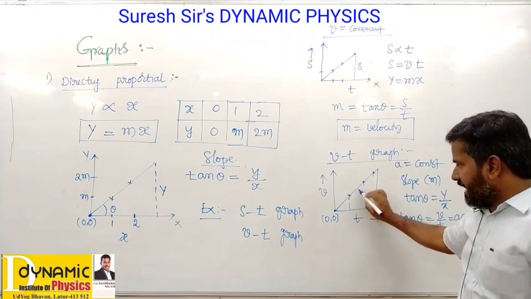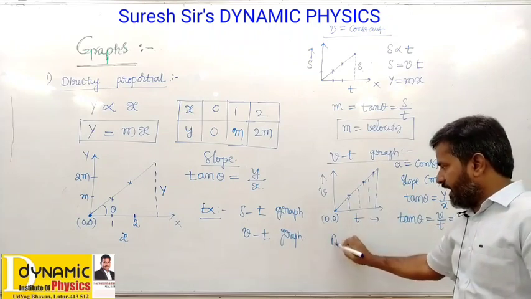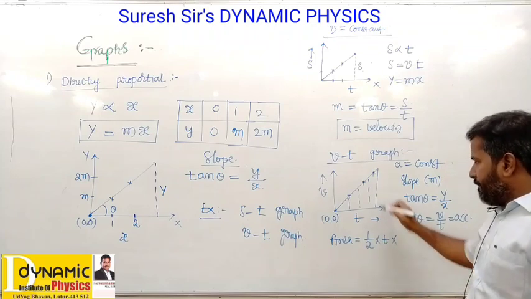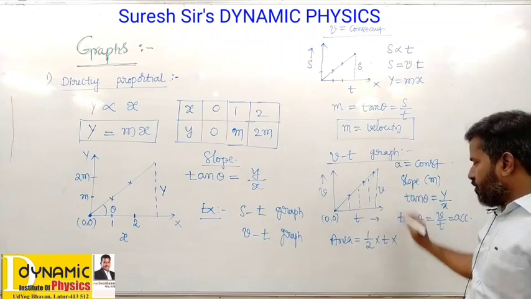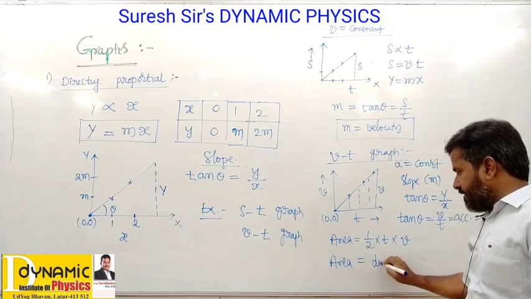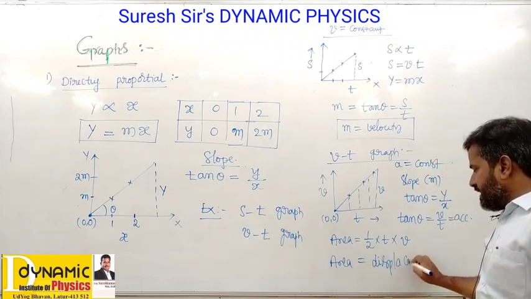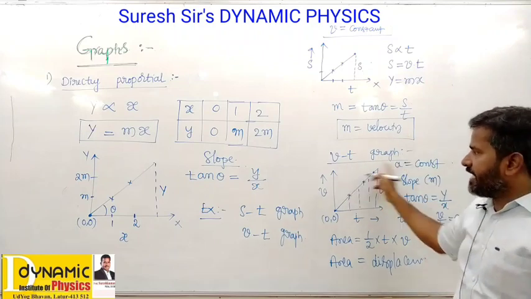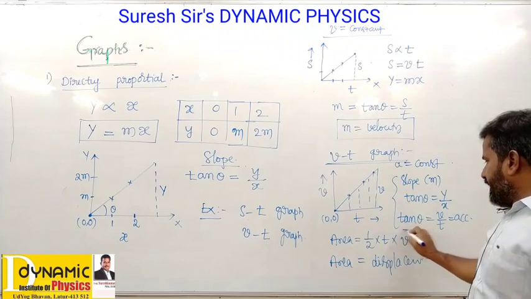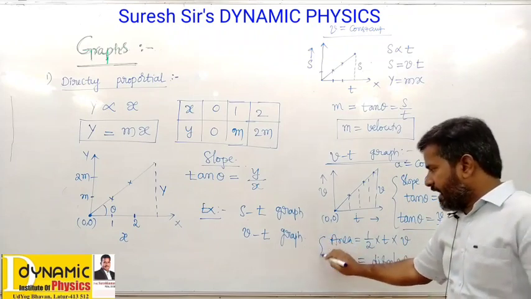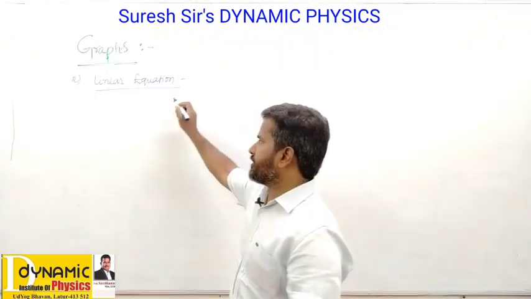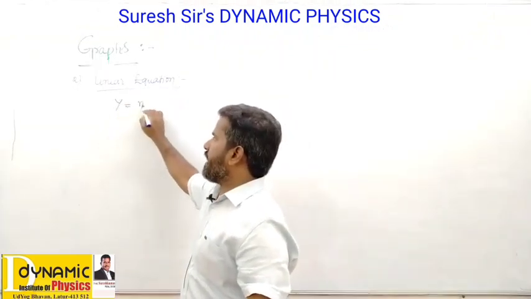Here the area of this graph is written as half of base into height. Base is time, height is velocity, so the area is nothing but displacement. So in the VT graph, the slope indicates acceleration and the area indicates displacement. Now, for a linear equation like y equals mx plus c.